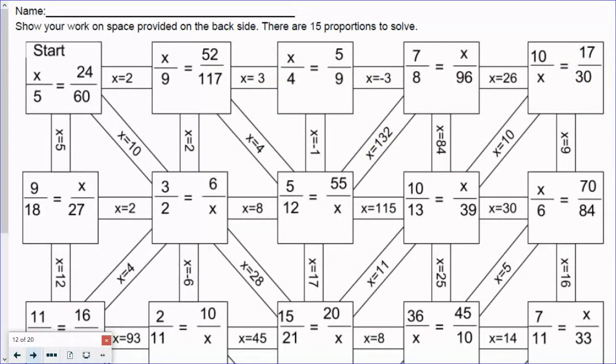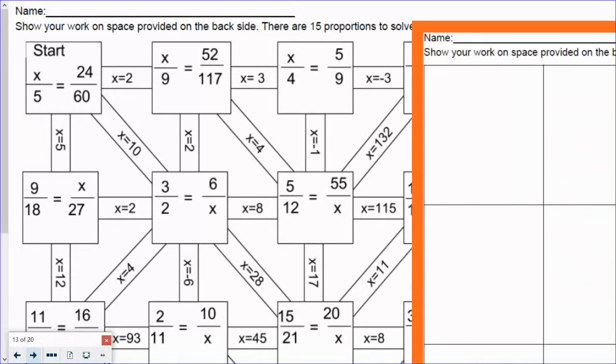Today we are working on a maze. There are a total of 15 proportions that we need to solve. If you need to, split your screen and look at the PDF on one side and have your Cami open for doing your homework on the other side. That way you're not trying to flip back and forth. So where are we going to start? Well, obviously where it says the word start. On the workspace that's provided, you want to rewrite the proportion we're working on.